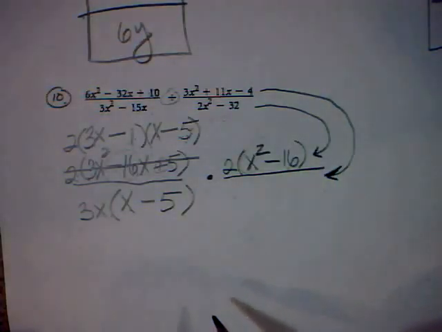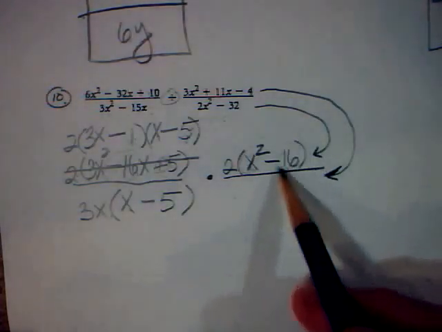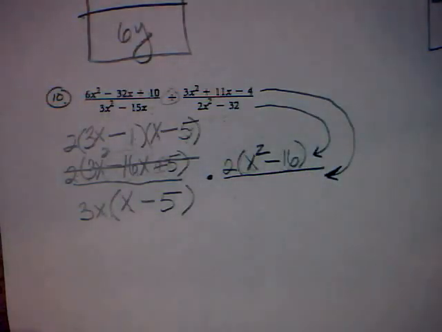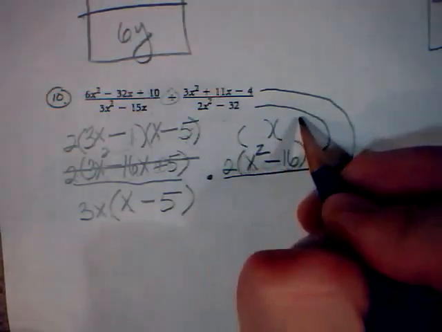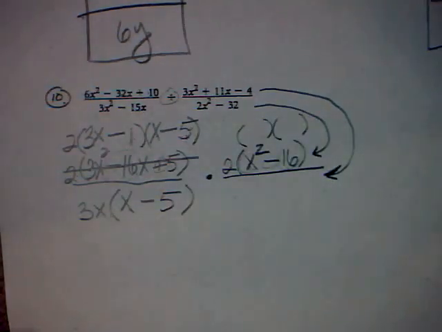Looks like x is multiplied by itself to get x squared, and a number times itself to get 16. Well, that would be 4. And since this is minus, this will factor into conjugates. Okay, and we should be familiar with conjugates.